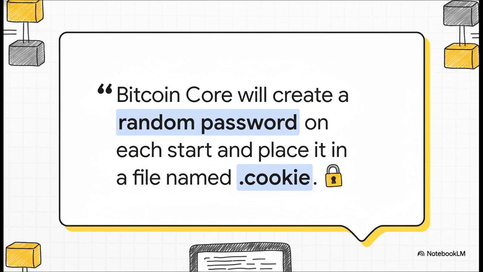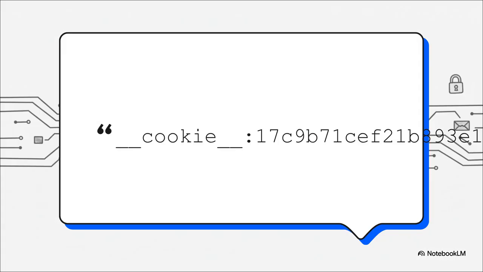By default, every single time Bitcoin Core starts up, it generates a long, random password and just saves it in a little file named .cookie right inside its data directory. Any program that wants to talk to the API needs to know how to read this password and send it along with its request. And if you were to peek inside that file, this is what you'd see.